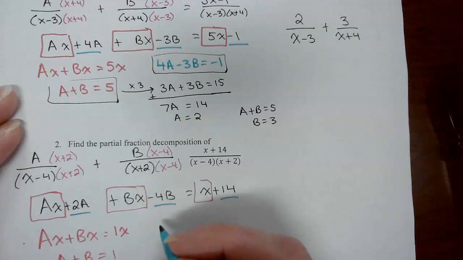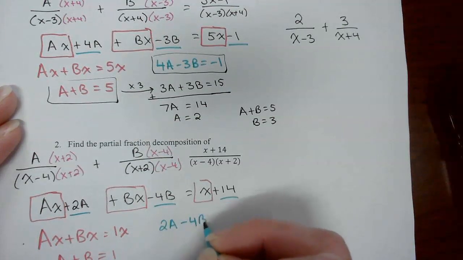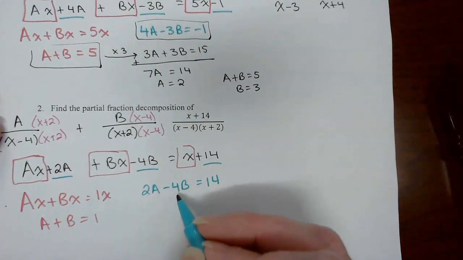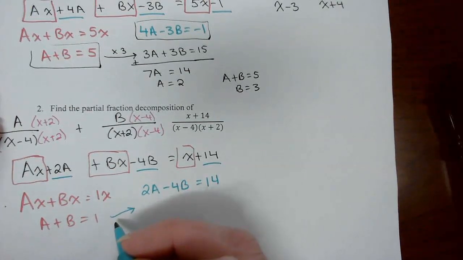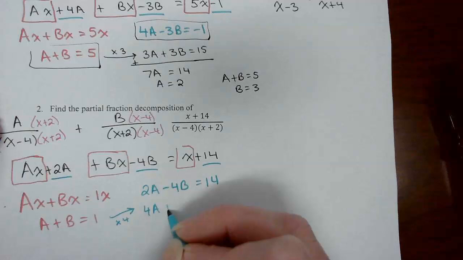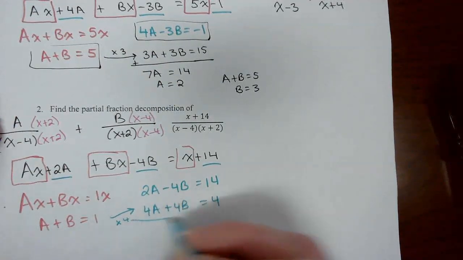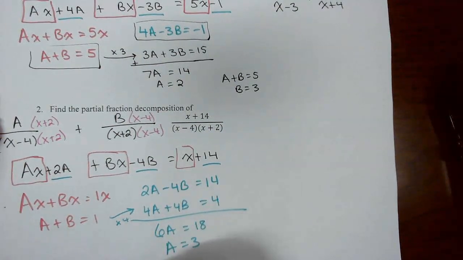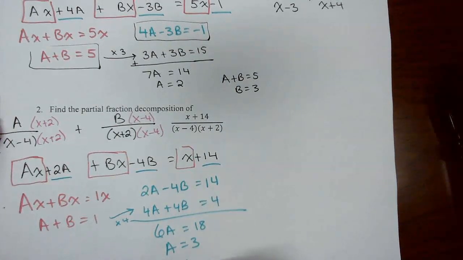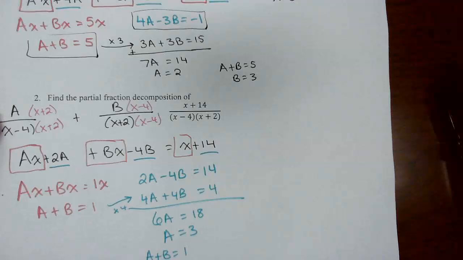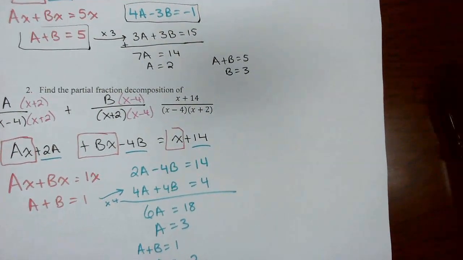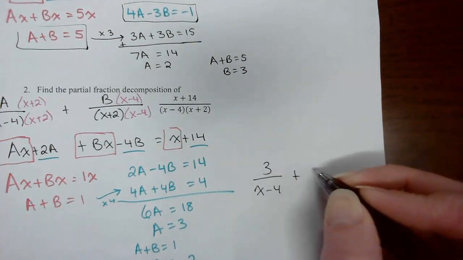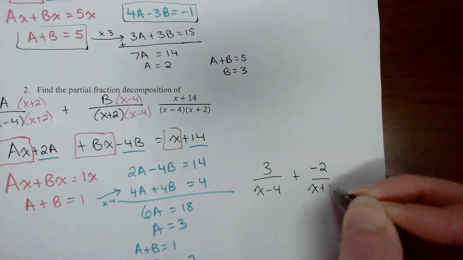2a minus 4b equals 14. Now, I tend to just be lazy about this since I know I've got a negative 4b here. I'm going to make this all be 4s. So times 4, I get 4a plus 4b equals 4. So 6a equals 18. A is 3. Remember, a plus b is 1. So b is negative 2. This skill actually comes into play a lot in calculus.